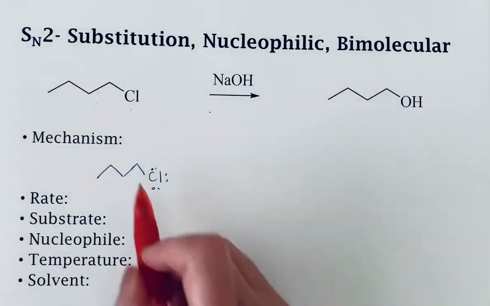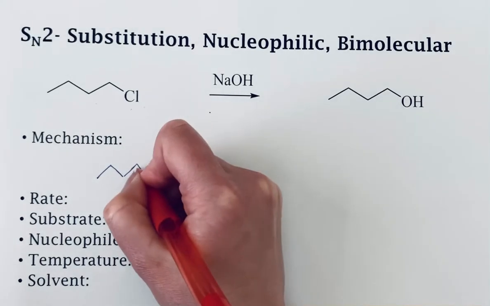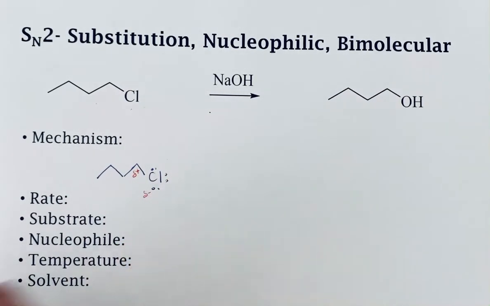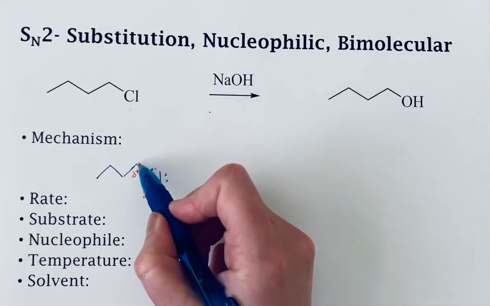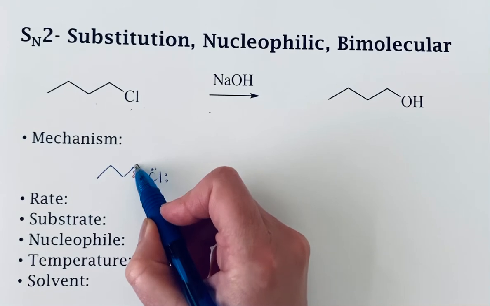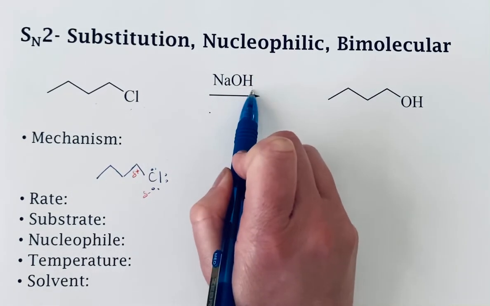The carbon that the alkyl halide is bound to has a partially positive charge, and that's because your halogen will have a partial negative charge. And so that makes this carbon atom electrophilic and able to react with a nucleophile. And so the nucleophile in this reaction is the hydroxide ion.